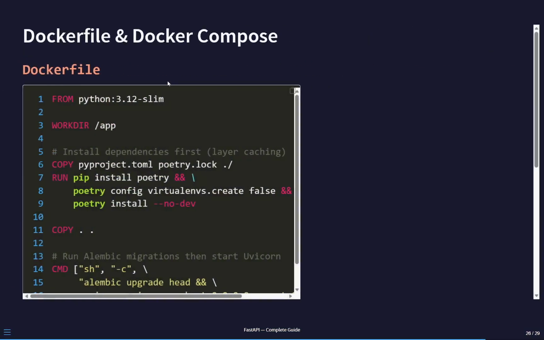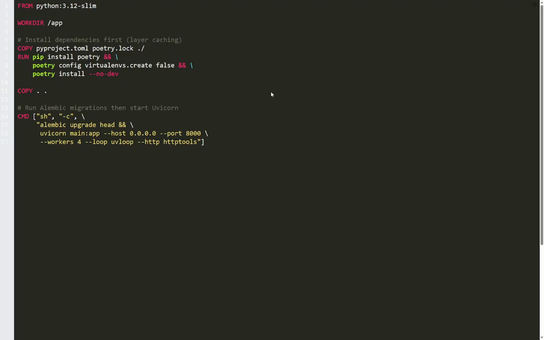Next, let's containerize the application. The Dockerfile is deliberate about layer ordering for Docker's build cache. We copy pyproject.toml and poetry.lock first, and run the install step before copying application code. This means the expensive dependency installation layer is only rebuilt when dependencies change, not on every code change. We configure Poetry to not create a virtual environment. We're already in an isolated container where that's unnecessary.